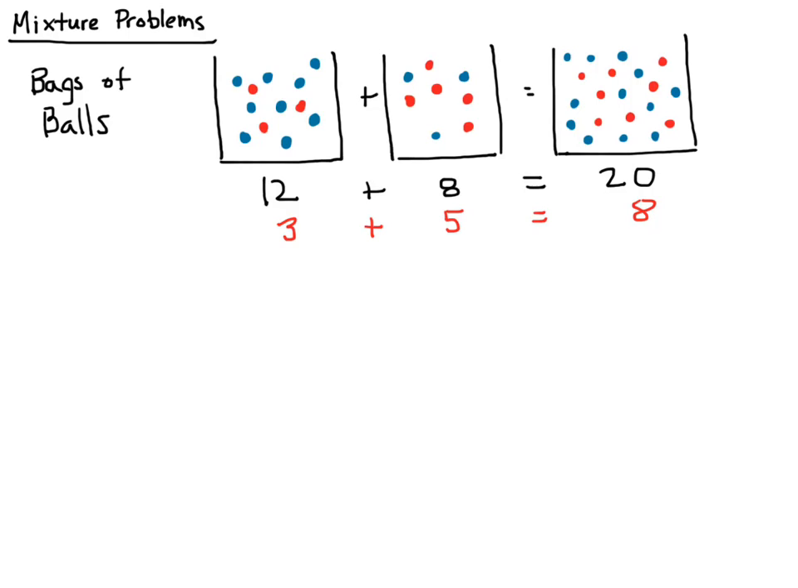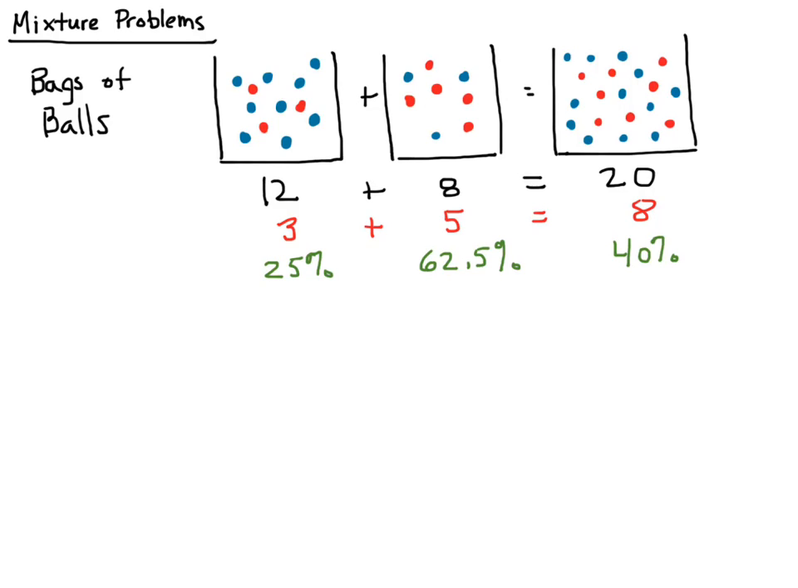But let's look at percentages now. So in the first one we had 3 divided by 12, which is 25%. So 25% of them were red. The second one was 5 divided by 8, which is 0.625, or 62.5% are red. And what we end up with when we mix them is 40%.